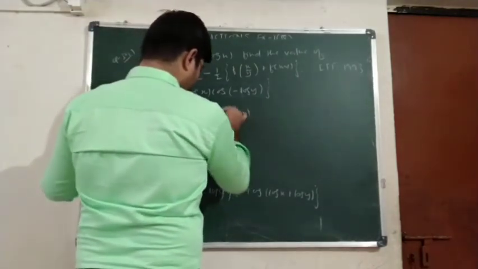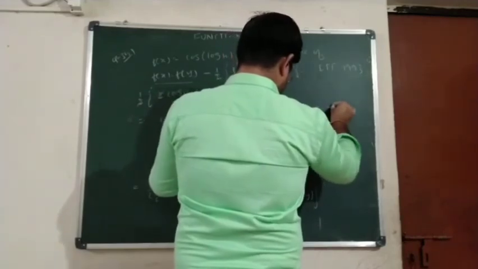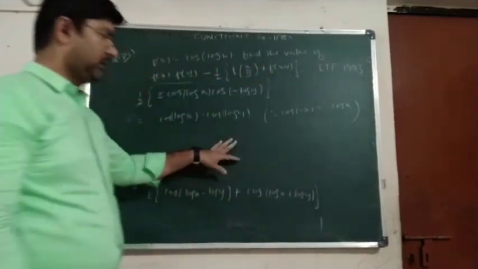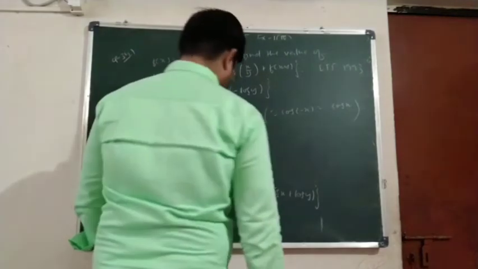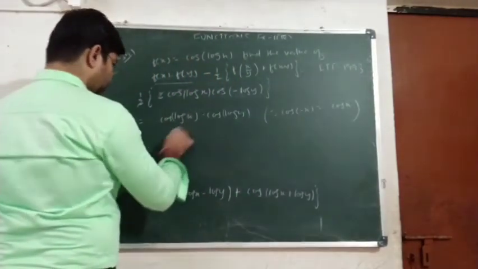Why? Because cos of minus theta is equal to cos theta. We know this property: in the fourth quadrant, cos is always positive. Cos of minus theta is equal to cos theta, positive only. So we got the simplified value.